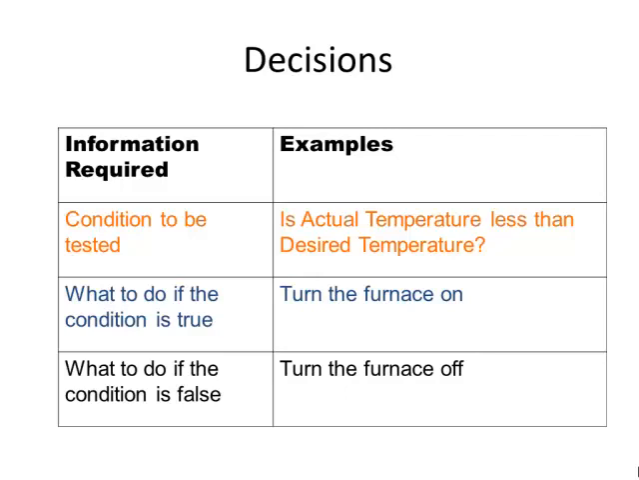Then, when you get to the fork in the road, take it, we actually have to be more specific. So what do you do if the condition is true, and what do you do if the condition is false? In this case, if the condition is true, actual temperature is less than desired temperature, then we want to turn the furnace on. And if the condition is false, then we want to turn the furnace off.